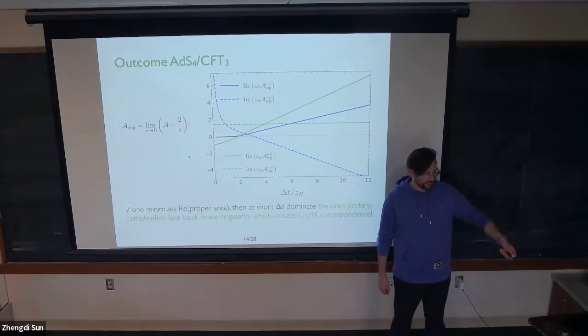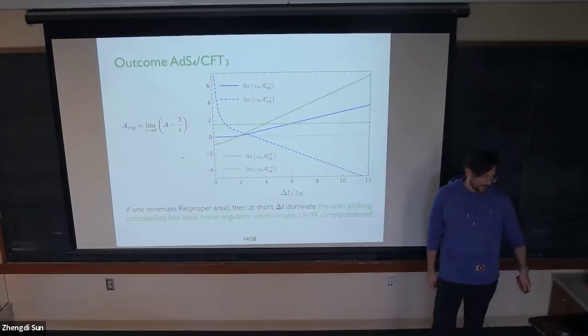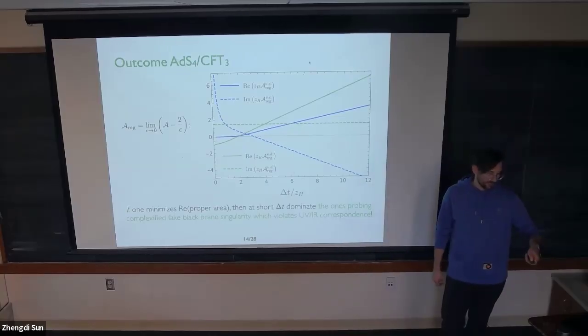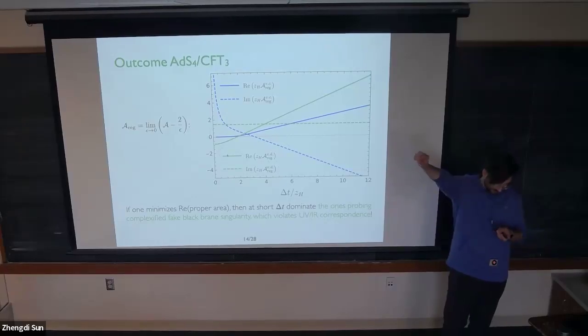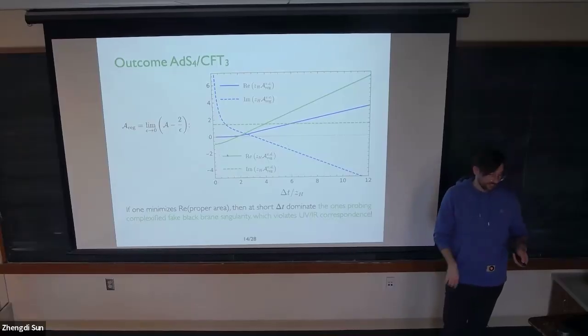It has a real and imaginary part. And so the real part is the continuous curve. And surprise, surprise, what you see is that for small separations, the real part of this weird vacuum disconnected branch, the one that probes far inside the bulk interior for small separation, is the one that dominates, that has a smaller real value of the area.